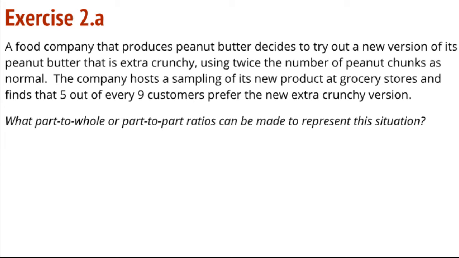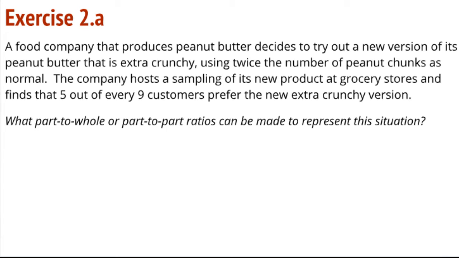So a food company that produces peanut butter decides to try out a new version of its peanut butter that is extra crunchy, using twice the number of peanut chunks as normal. The company hosts a sampling. In other words, they bring in customers and they say, try out our peanut butter and tell us which one you like better. And they find that 5 out of every 9 customers prefer the new extra crunchy version.